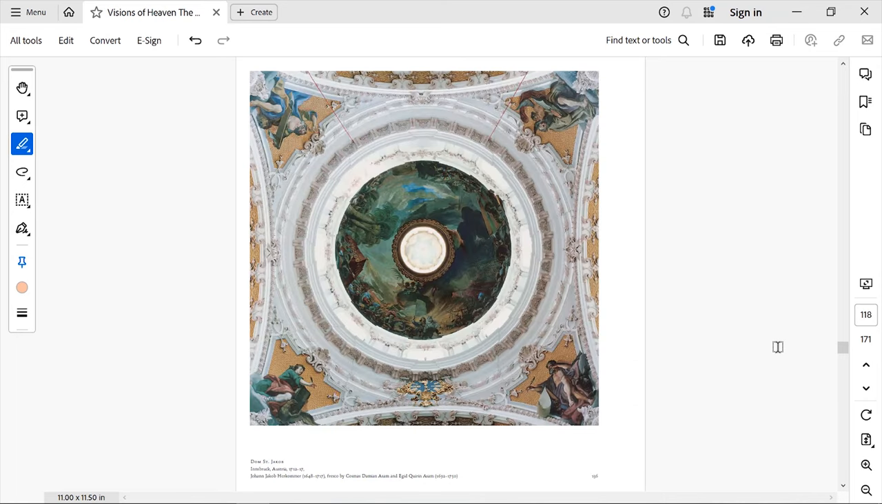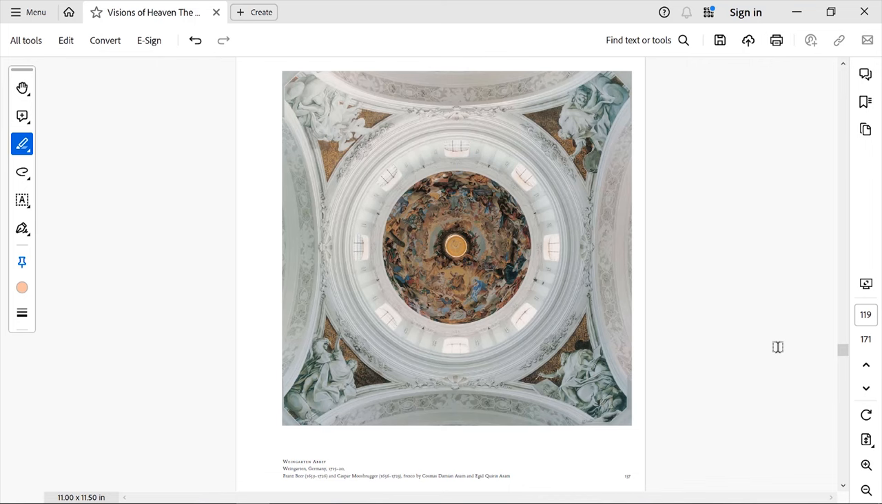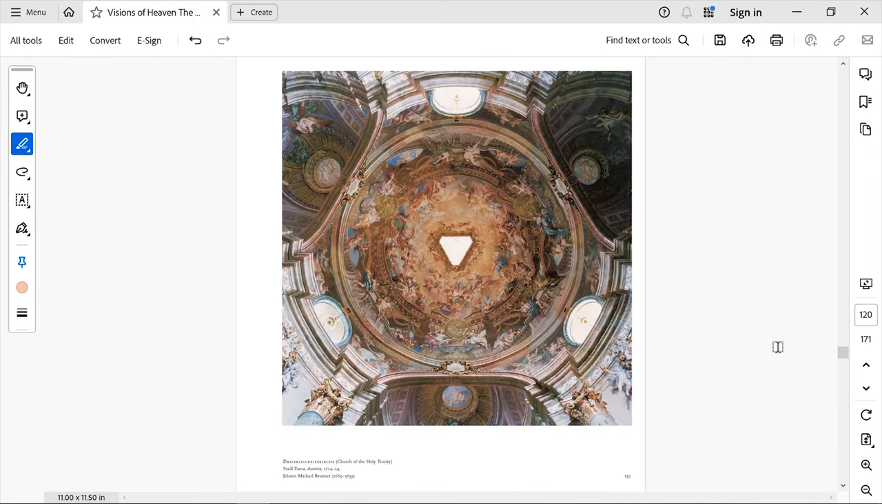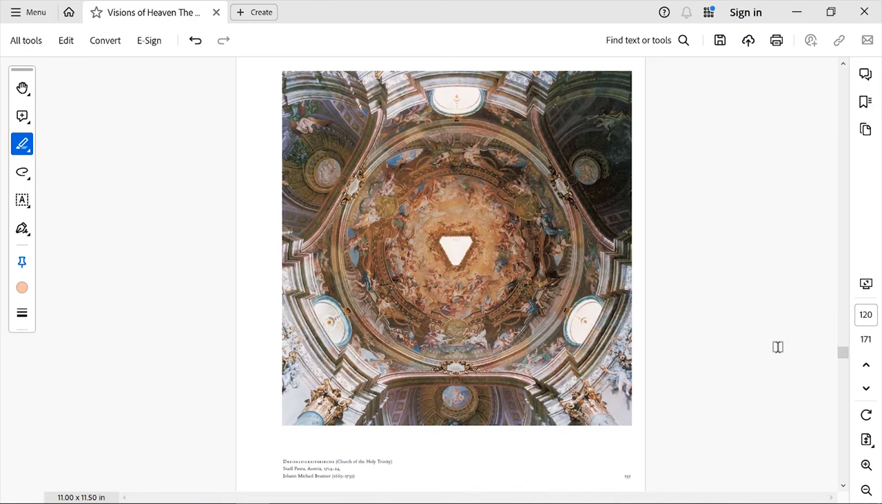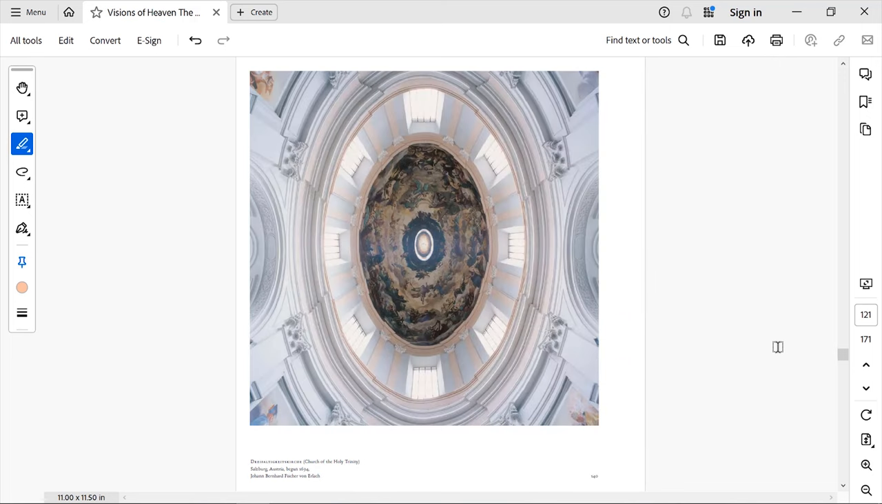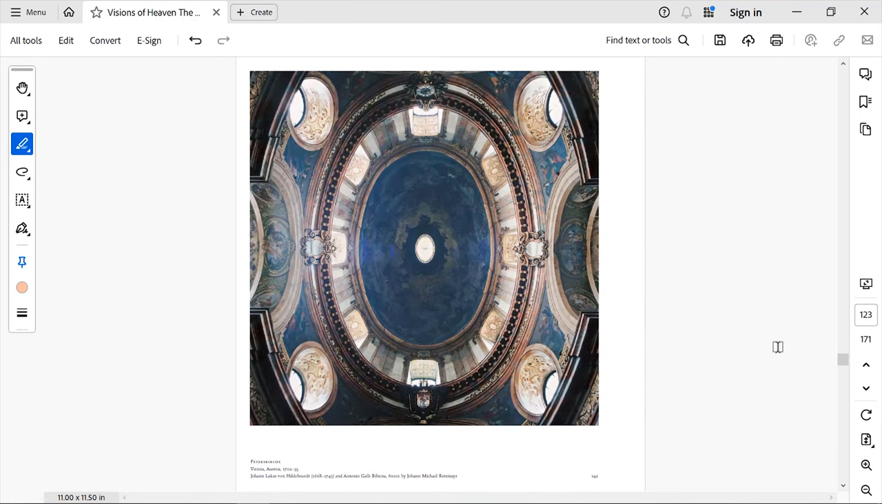This one is in Innsbruck in Austria, Weingarten in Germany, Weingarten, okay, Austria, wow, this is really pretty, okay.